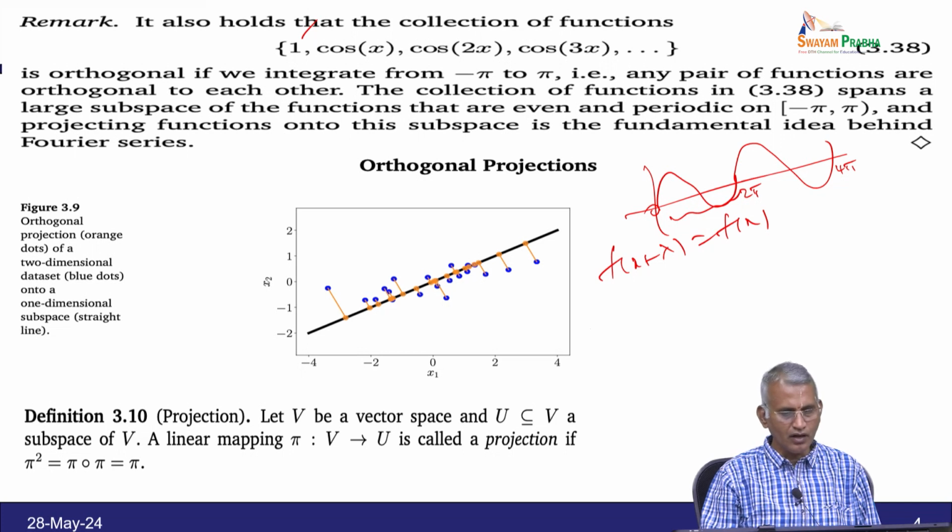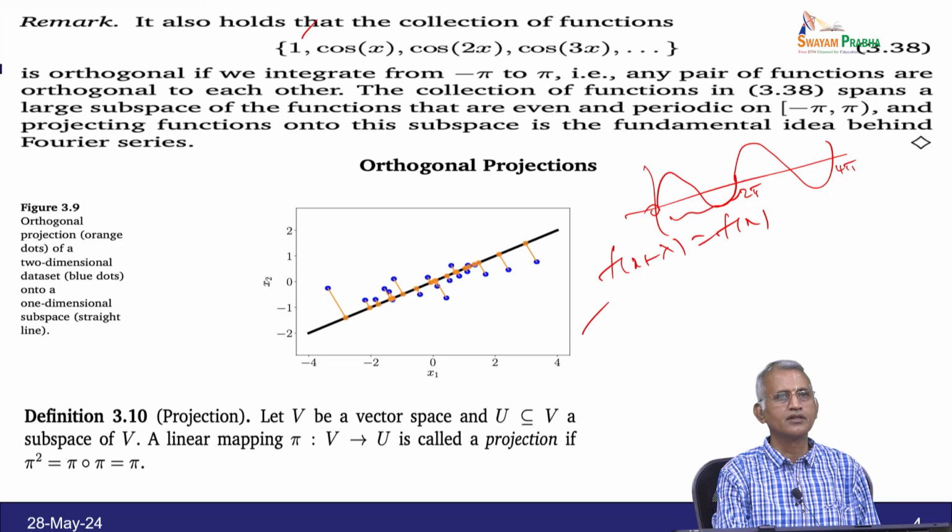Now we have orthogonal projection. This picture shows the orthogonal projection of a two-dimensional data set, the blue dots, onto a one-dimensional subspace, a straight line, and the orange points mixing together are orthogonal to one another. So this is the meaning of orthogonal projection.